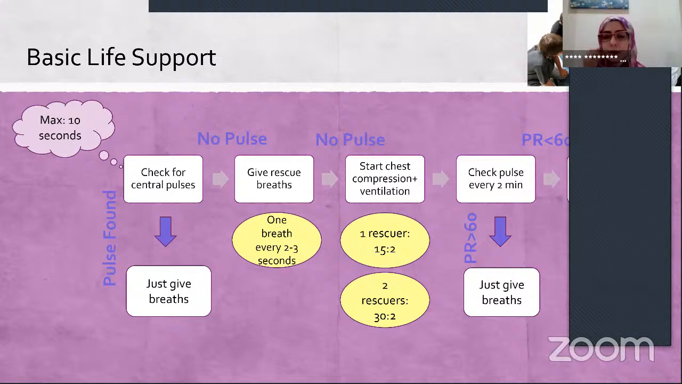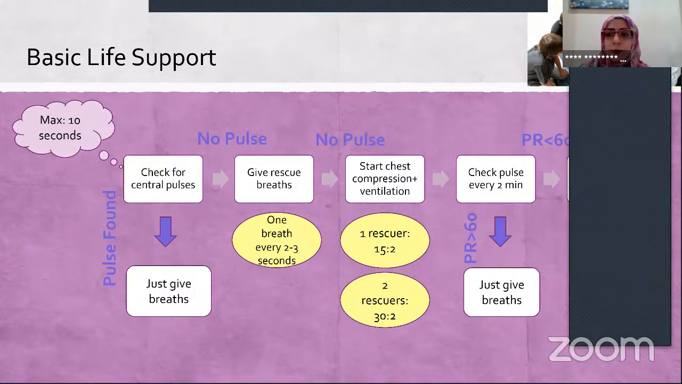And if you cannot find the pulse still, you will continue the CPR, and every 2 minutes you will check for pulses, and you will wait for the help to arrive, for the person with AED to arrive. I will show you how to use the AED, but until the AED arrives, you will do the CPR.